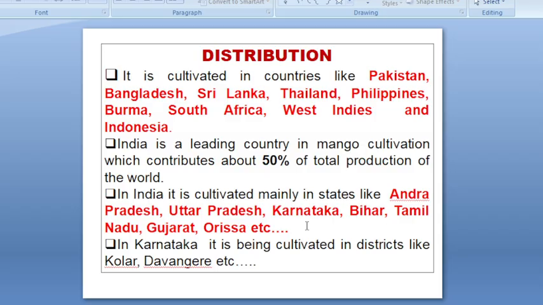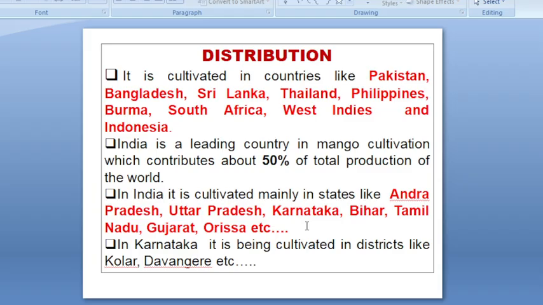Basically, it originated from the Indo-Burma region. Later, it was distributed to Pakistan, Bangladesh, Sri Lanka, and Thailand. These are some other countries where we can see the cultivation of mango. Nearly 50% of the world production is contributed by India; from our country, we contribute nearly 50% of the total mango production in the world.